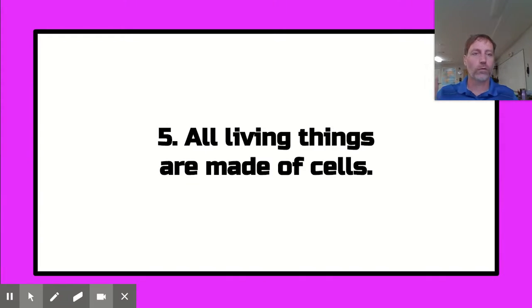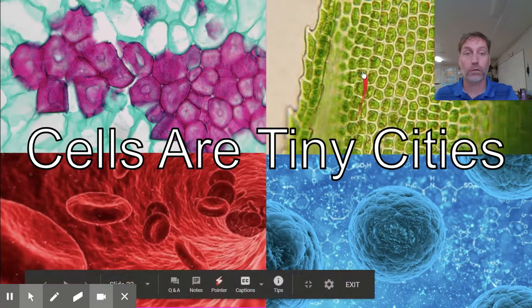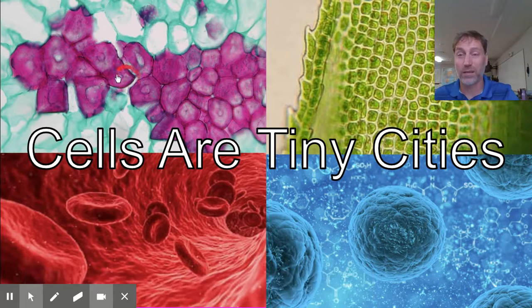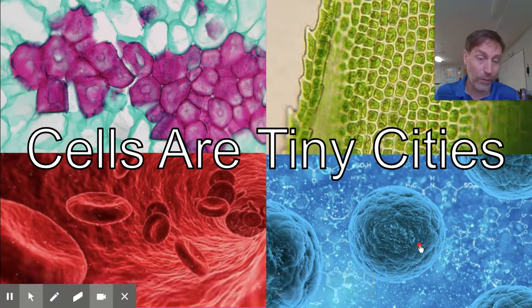So our four things that we've learned so far: that all living things reproduce, they respond to their environment, they use or make energy, and they develop and grow. The last one is that all living things are made of the building block of all living things, which are cells. Cells are tiny cities. These are a picture of a couple of different cells. Here we have a plant cell, here we have a skin cell, here we have some blood cells, and here is a typical animal cell.